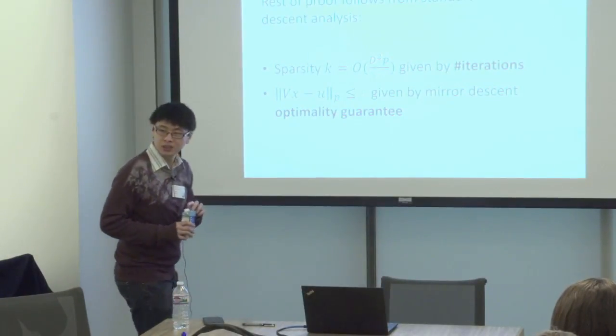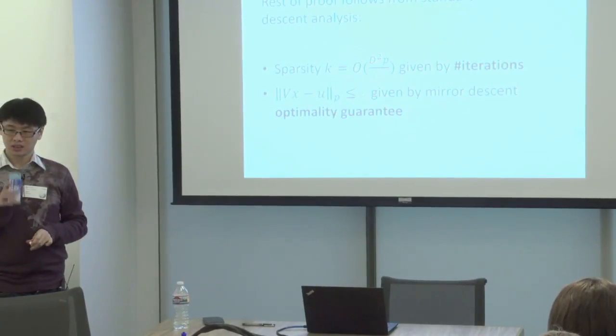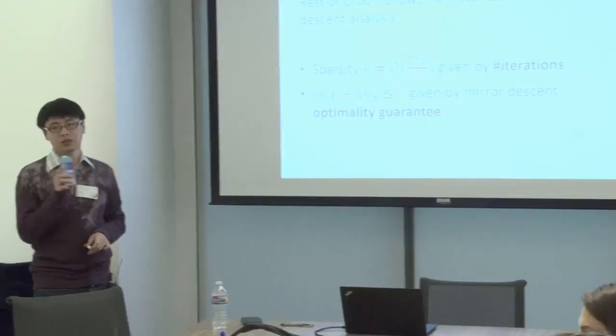And if you were doing Frank-Wolfe on the naive objective function, it wouldn't give you the same? I think it would give you the same.